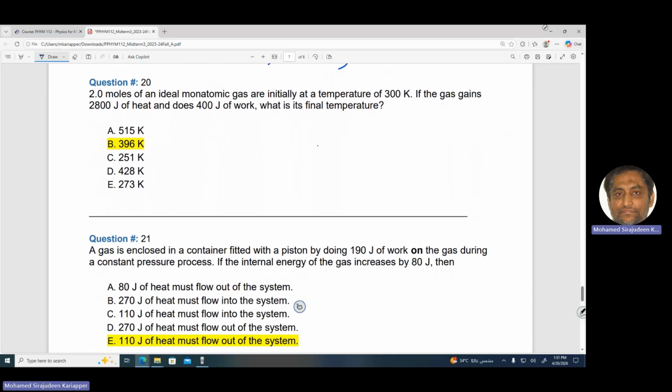Question number 20. 2 moles of an ideal monoatomic gas initially at a temperature of 300 Kelvin. If the gas gains 2,800 joule of heat and does 400 joule of work, what is the final temperature? Right. It's a combination of the first law of thermodynamics and another step. So let me write the first law of thermodynamics.